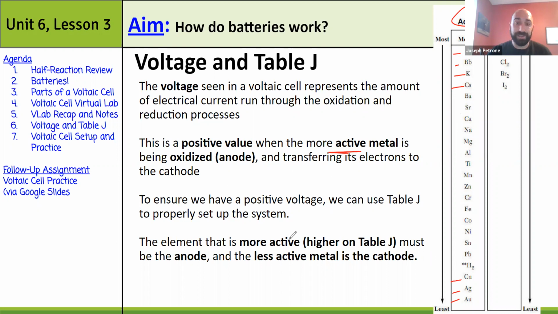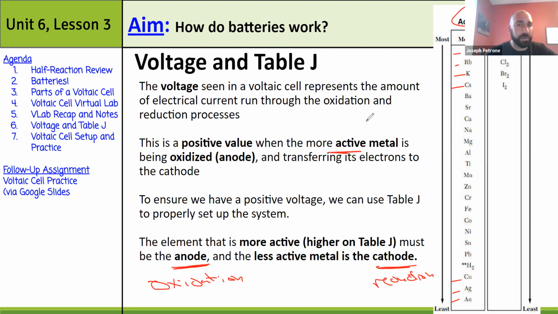So how we want to set these up is that the element that is more active, higher up on table J, is going to be declared the anode. And the one that is less active is going to be the cathode. The anode, once again, is oxidation, and the cathode is reduction. You'll see there's also a setup with some nonmetals here. We're not really going to focus on that. We're going to focus solely on the metals here.